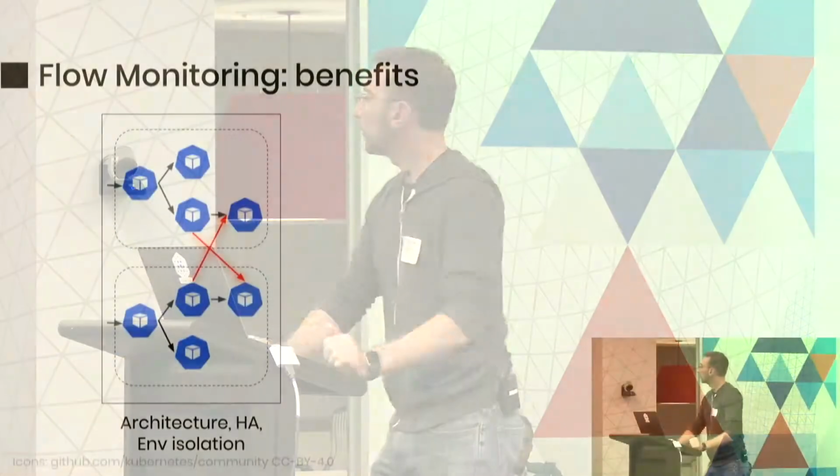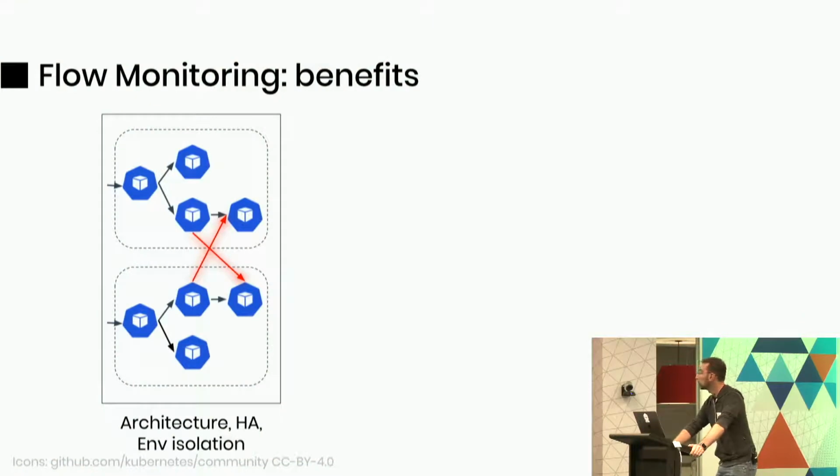Okay, so why would you want to do flow monitoring? First, the flow of data between services in your system gives you the architecture of your system. Many organizations don't have that. So for onboarding new developers, new SREs, new DevOps people, it's really useful.